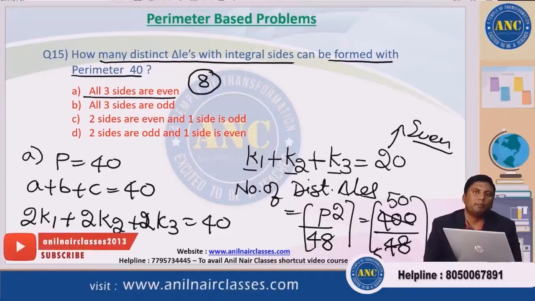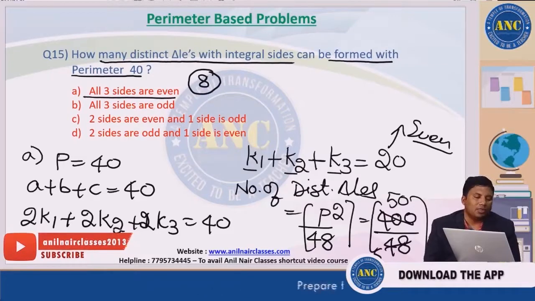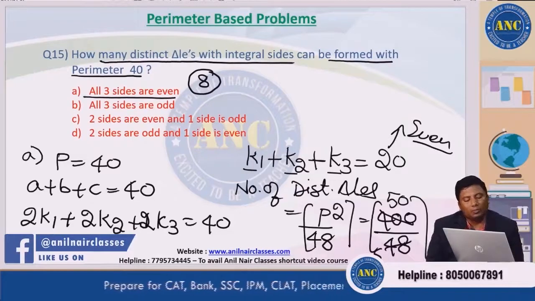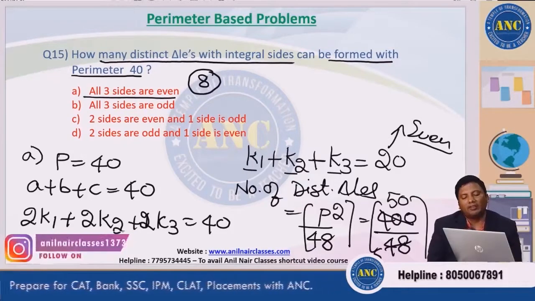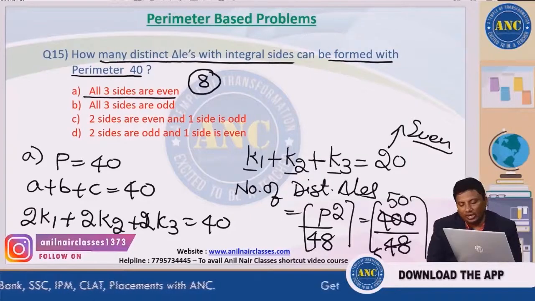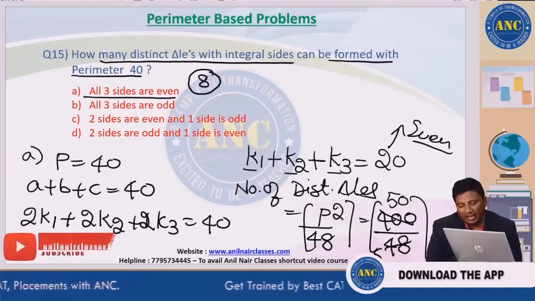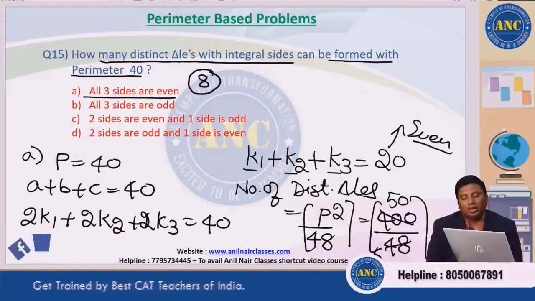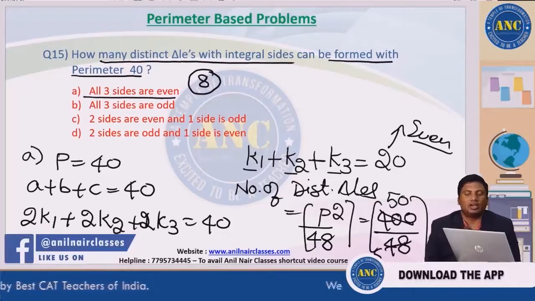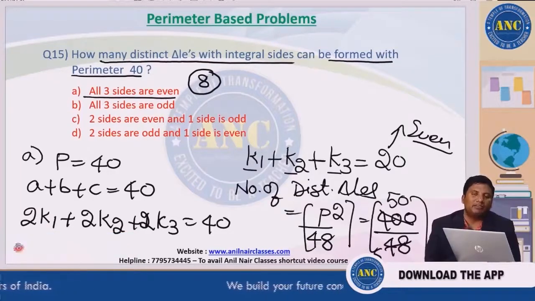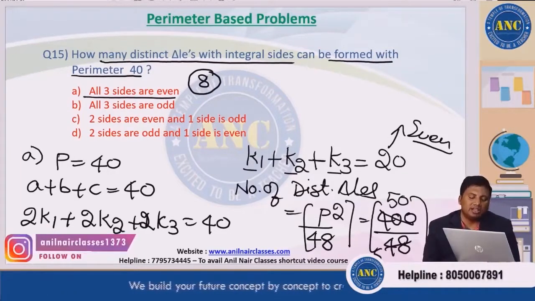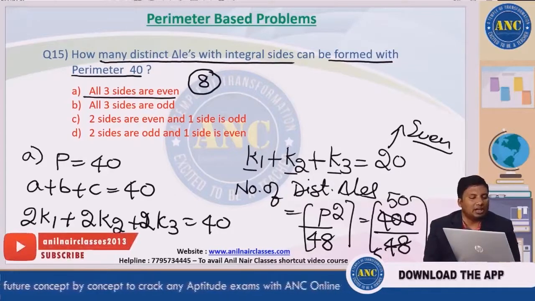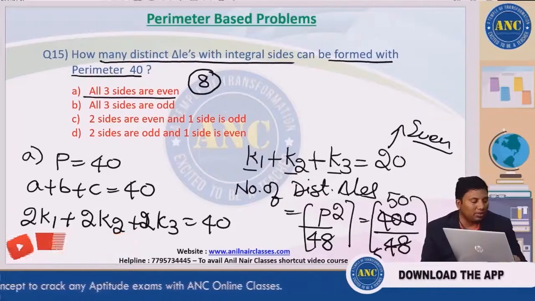Again I am repeating. Perimeter is 40, a plus b plus c is 40, 2k1 plus 2k2 plus 2k3 is 40, k1 plus k2 plus k3 is 20. The number of distinct triangles that can be formed with the right-hand side value even is p square by 48. 20 square by 48, 400 by 48, is 8.33. So the nearest value is 8. First one, I hope it is clear.